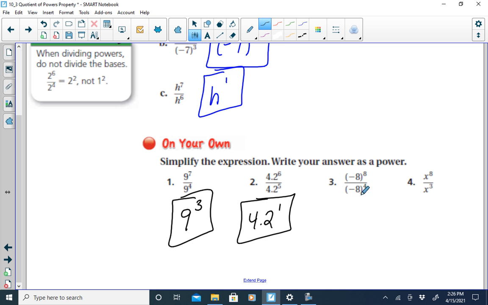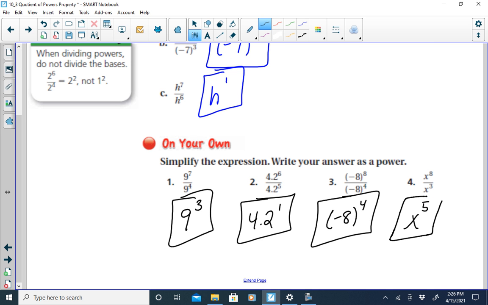Negative 8 to the 8th divided by negative 8 to the 4th. Base stays the same. We subtract the exponents. 8 minus 4 is 4. We get negative 8 to the power of 4. And finally, we have x to the 8th divided by x to the 3rd. Base stays the same. X, we subtract the exponents. 8 minus 3 is going to be 5. And we get x to the power of 5.